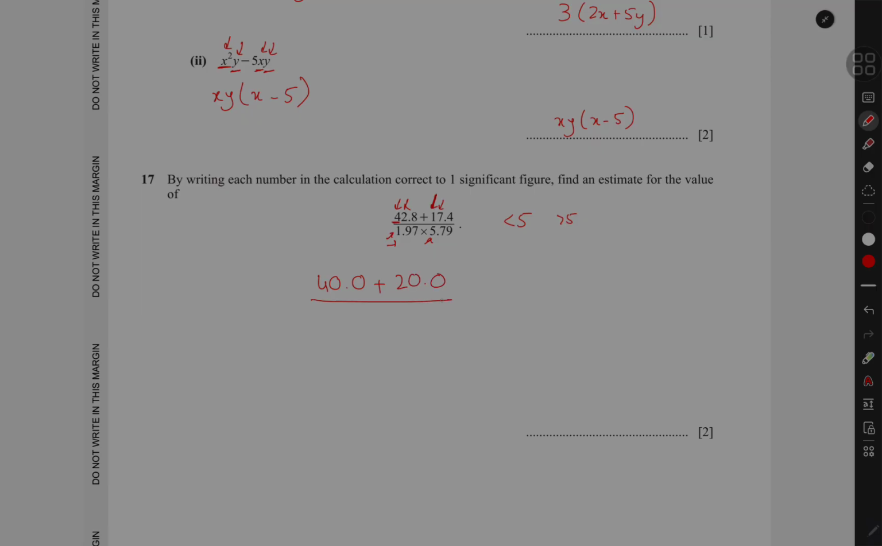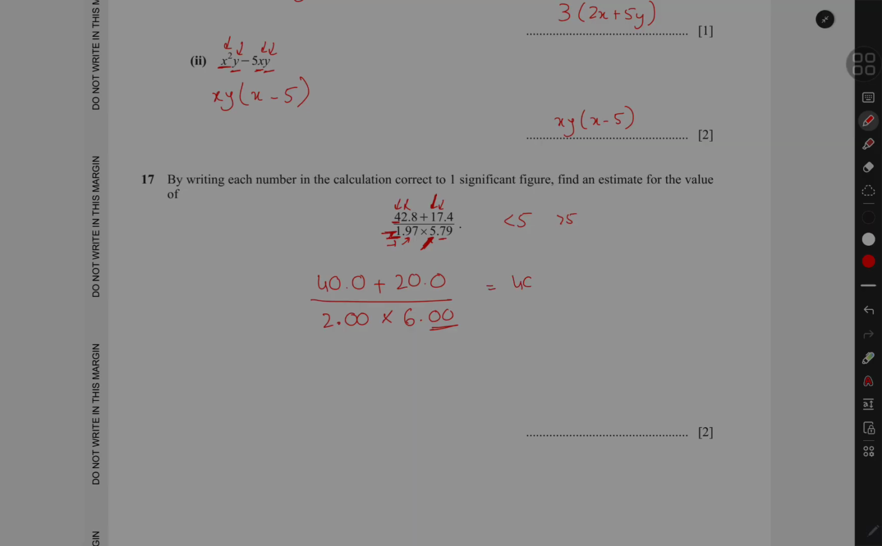Divided by 1.97. I have the first significant figure here. The next one is 9, greater than 5. I increase this digit to the next one. So it's 1, I make it 2.00. Oh, that is multiply. So multiplied by 5.79, I have this one significant figure. The next one is 7, greater than 5. I increase this 5 to 6. So that would be 6.00. Now I just get rid of all of these useless decimal points.